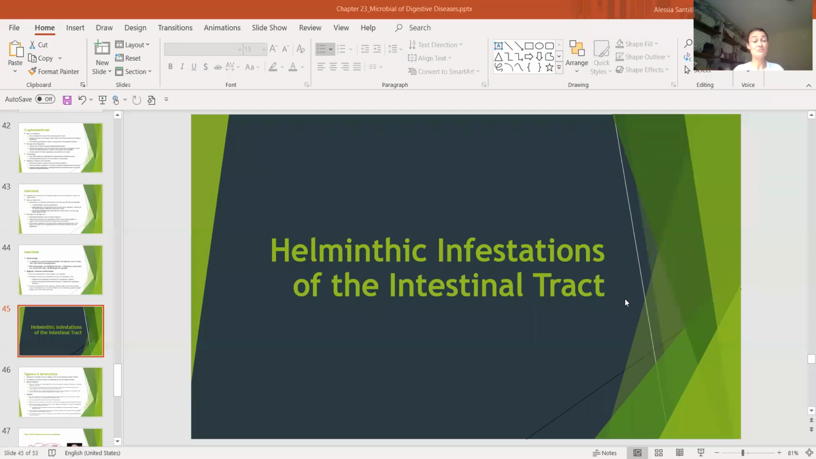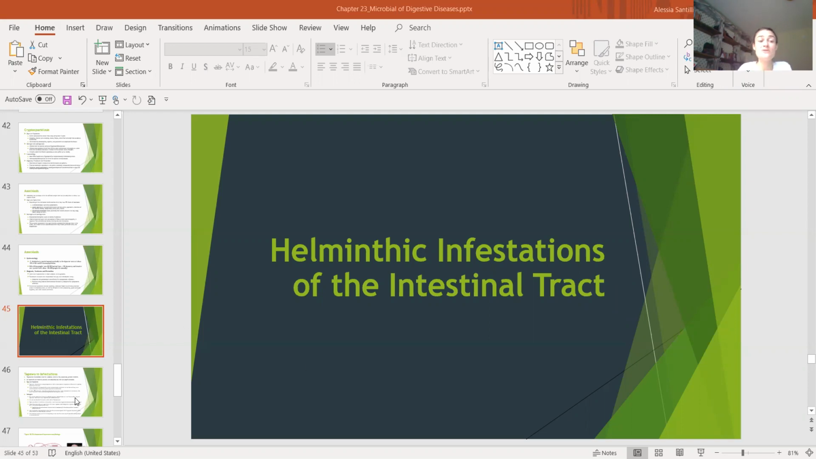All right, guys, now we're moving on to helminthic infestations. This is when we're talking about those macroscopic eukaryotic worms, right? And remember, they're still part of microbiology because, one, when they're in their egg form, they're microscopic, so you need microscopes to see them. And two, they still cause all sorts of nasty, disgusting things like infestations, right?